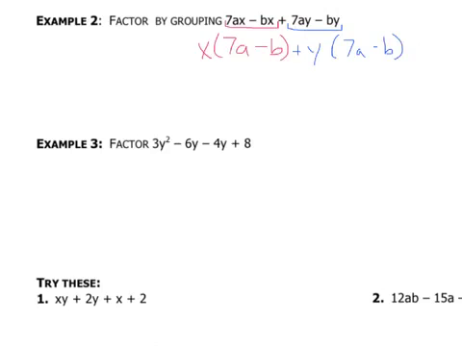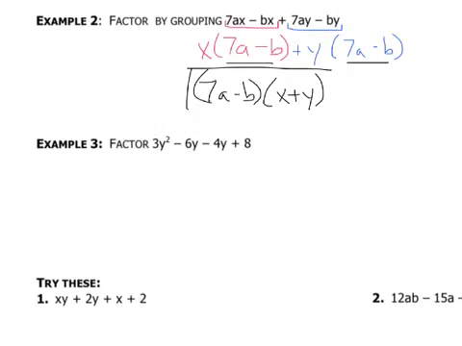Do you see anything common to your 2 terms? 7a minus b. It has to be exact. So I have a 7a minus b. So I bring my 7a minus b out. And I'm left with what? X plus y. Here's your final answer: 7a minus b times x plus y.